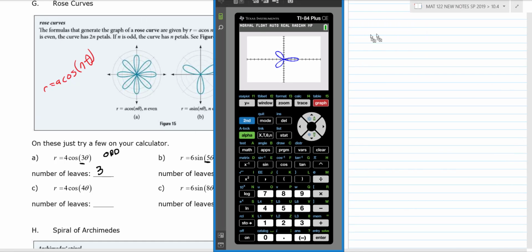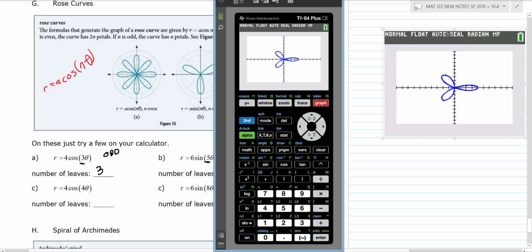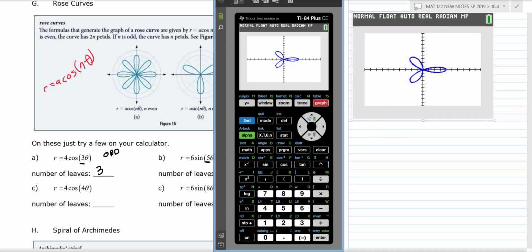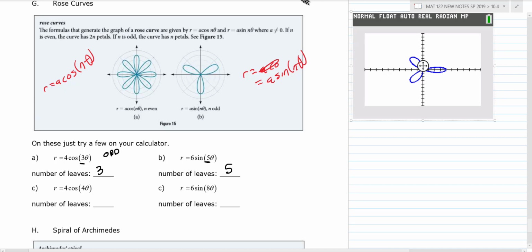I'm just going to slide these over here and label these as I go. Okay, so that's the first one. You don't have to draw the graph on these. So this is r equals 4 cosine 3 theta. A couple of things on this. Notice this thing goes out to a radius of 4. That's the significance of that number.